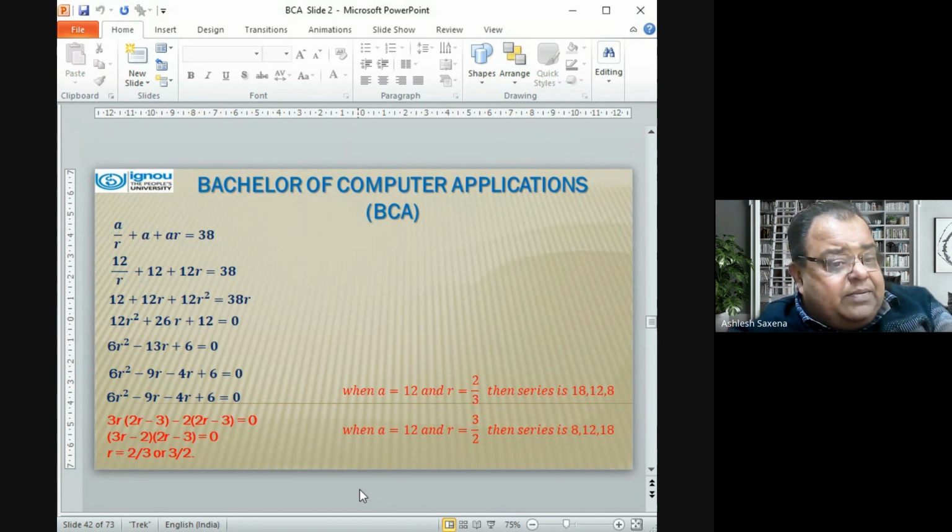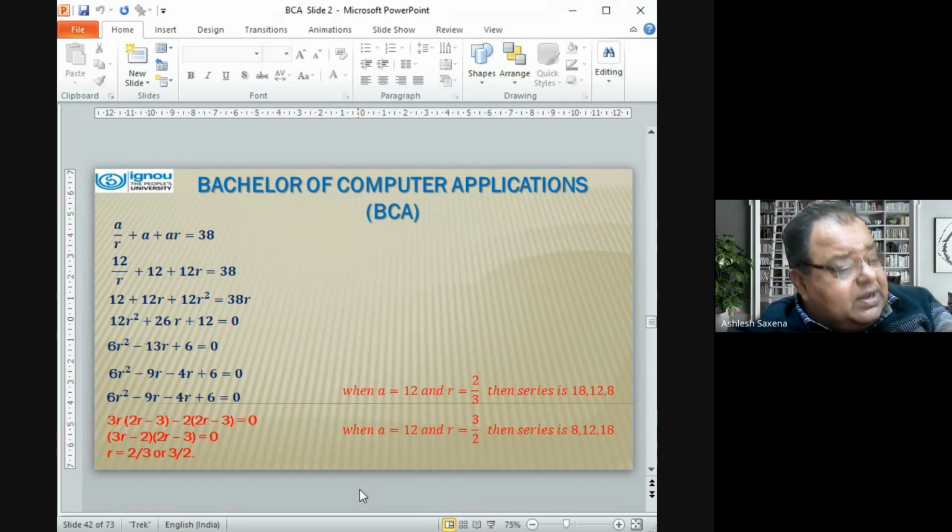I can see that there is something common between 12 and 26. So I have taken 4 common. I have taken basically 2 common. So you will be left with 6R square minus 13R plus 6 equal to 0. Again, a quadratic equation. Multiply 6 and 6.